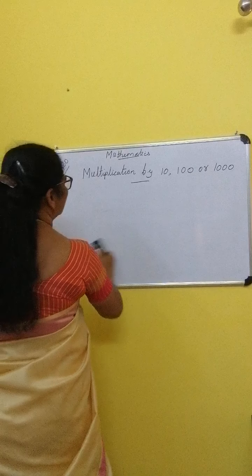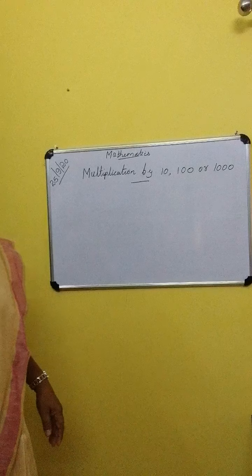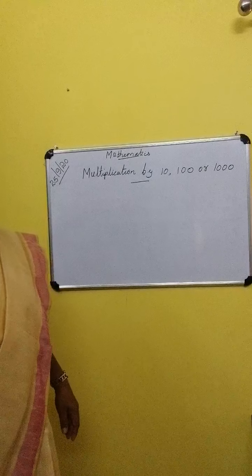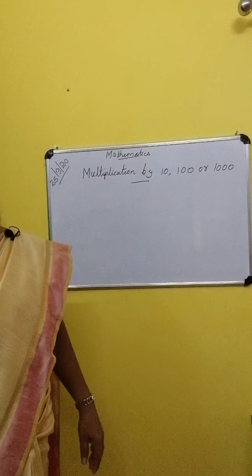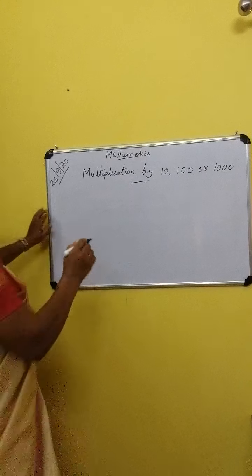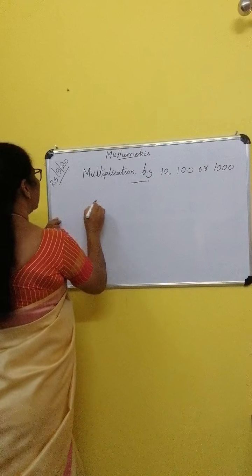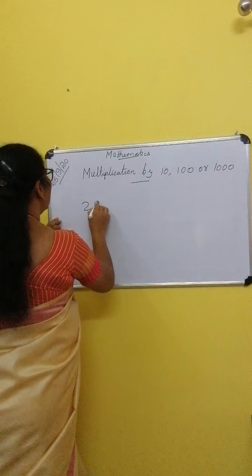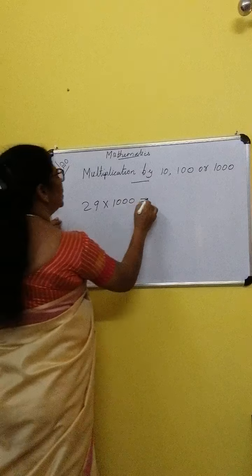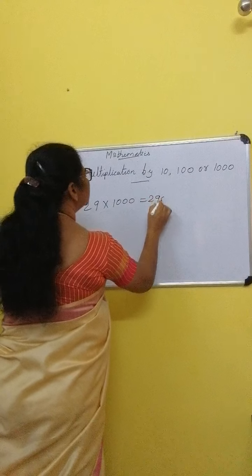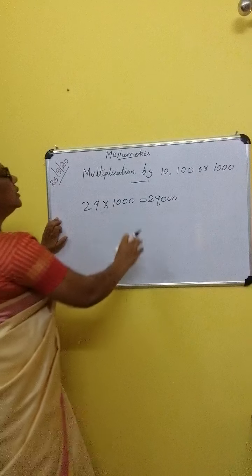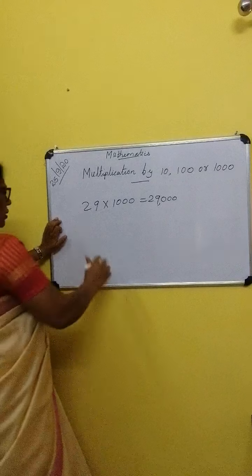answer when we multiply by 1000? Okay. Multiples of 1000: 2000, 3000, 4000, 5000, 6000, 7000 till 9000. All these are multiples of 1000. Okay. When we multiply by 1000, let us see, 29 into 1000. Write this 29 and 3 zeros. How to read? After 3 zeros, we can put 1 comma. Then this is 29,000. Okay.